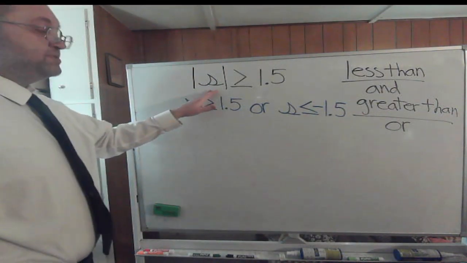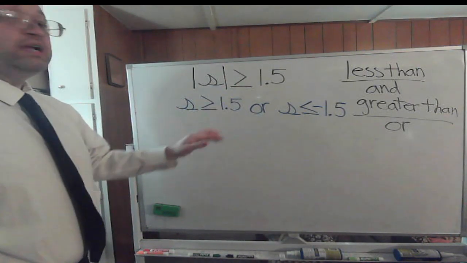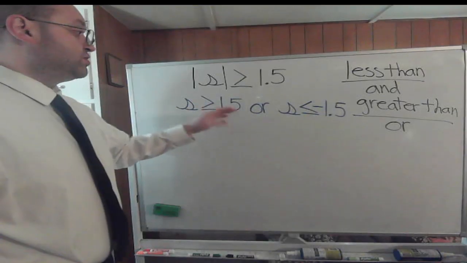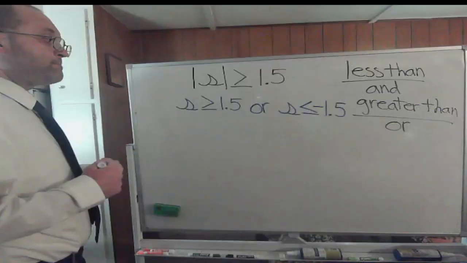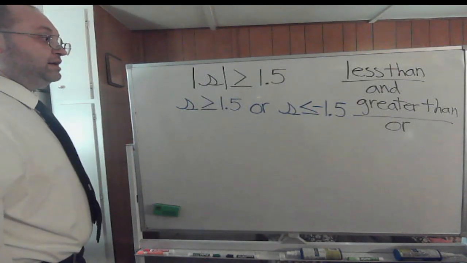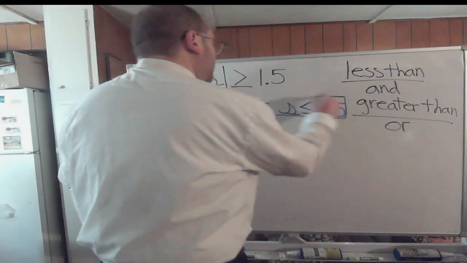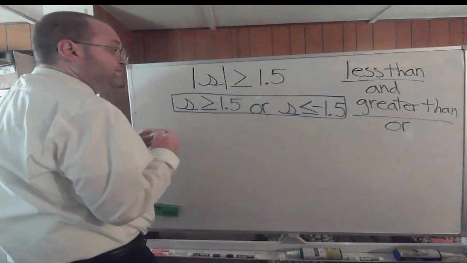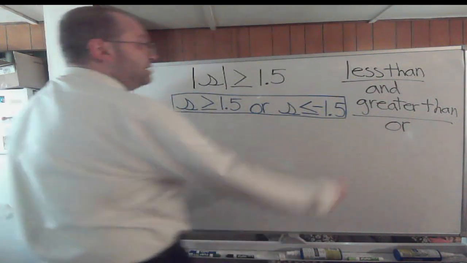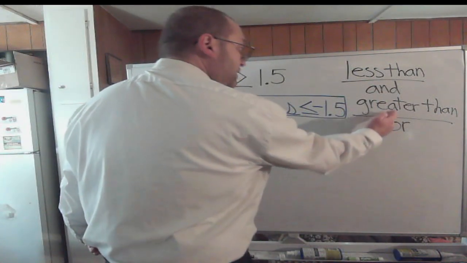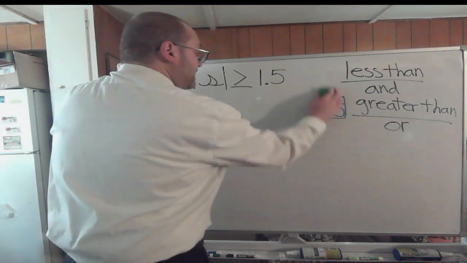Whenever you have an absolute value and you have greater than or greater than or equal to, you're going to get that disjoint set. So that's really all you're going to have, is s is greater than or equal to 1.5, or s is less than or equal to -1.5. That's all there is. There's no other way to write it. So remember, less than and greater than when solving absolute values. And yes, there's plenty more where that came from.